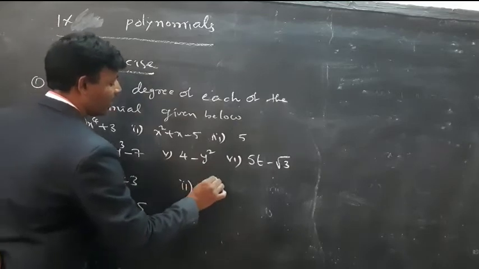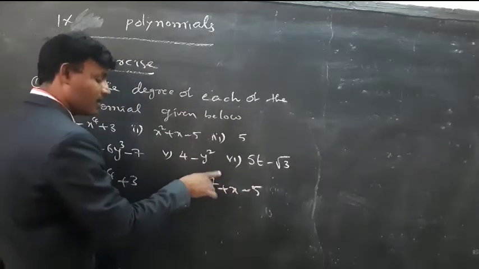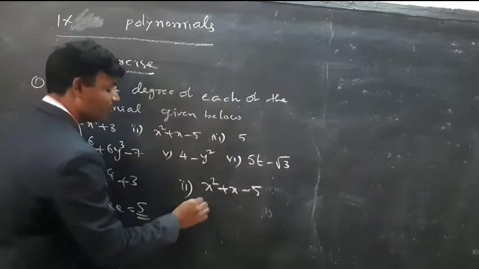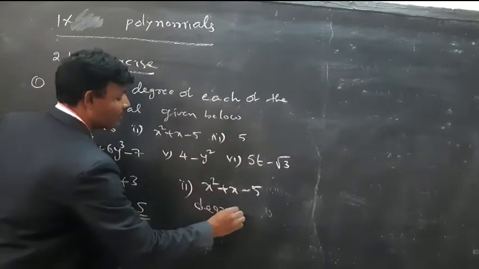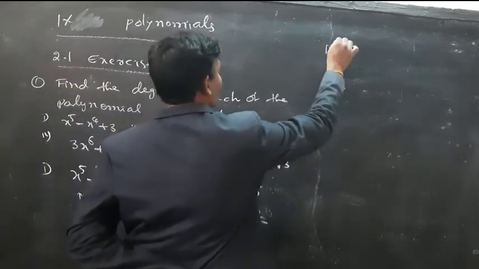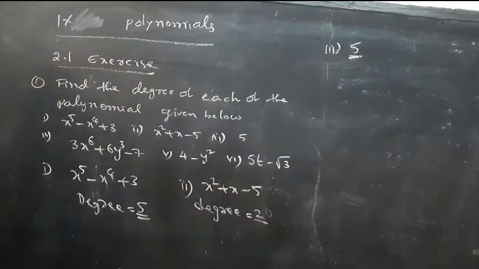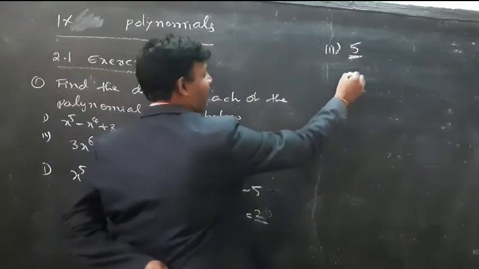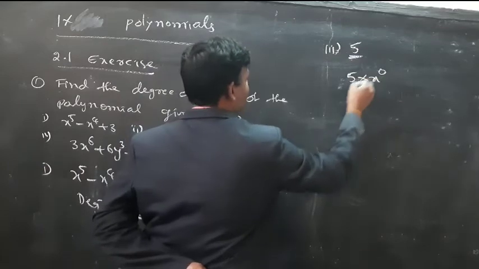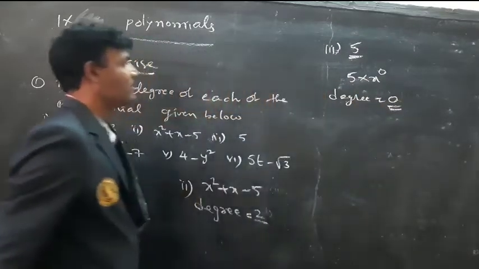In the second question, x square plus x minus 5. Here what is the power of x? 2. So the highest power is 2. So the degree of this polynomial is 2. Similarly, what about the next question? It is 5. Beside the 5 there is no variable. It means that is a constant term. Already explained, the degree of a constant term is 0. So 5 we can write as 5 into x power 0. So here the degree is 0.